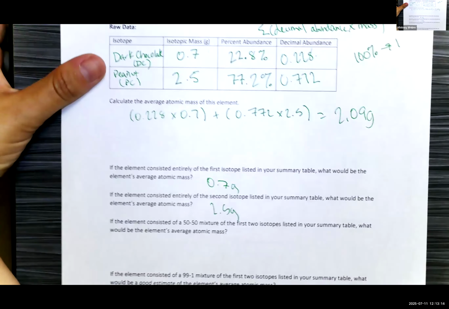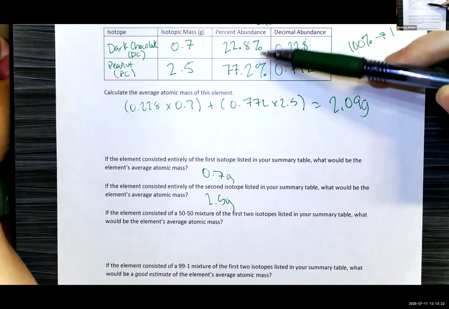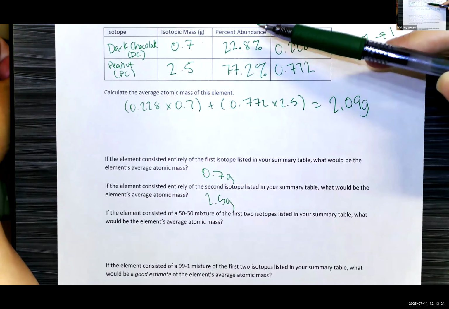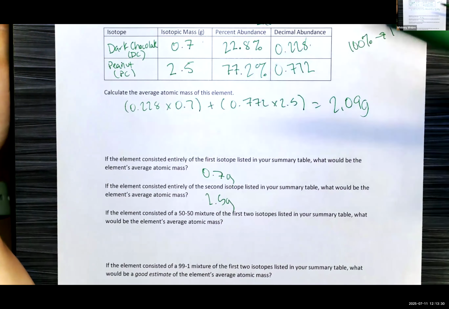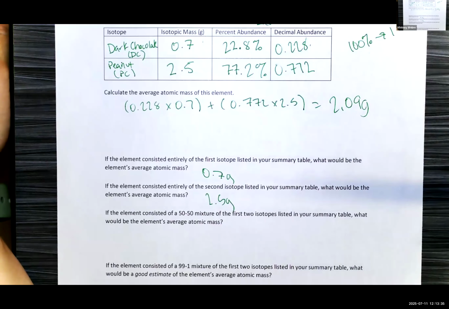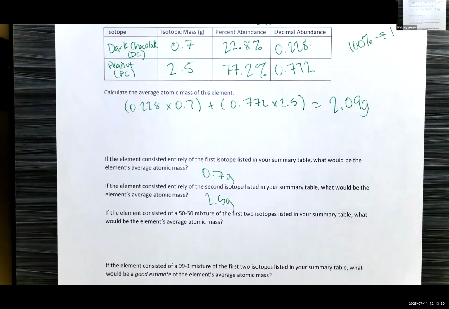Okay. The next one might require a little bit of math, but it says if the element consisted of a 50-50 mixture, so let's say I change the abundance right here to 50% and 50%, what would be the new element's atomic mass? So go ahead and you can type this in your calculator. There are multiple ways you can do this. Some are more efficient than others, but all ways are good. So calculate this for me, and I'll give you a minute.